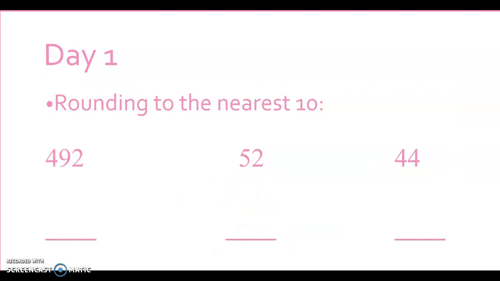Going on for day 1, we're going to round to the nearest 10. I'm going to circle my 10 and underline next door. And this number is 4 or less, so we're going to round down. So this is 490 after we round to the nearest 10. Okay, next one, 5 is in my tens place, 2 is in my ones. 2 is smaller than 4, so we're going to round down again to 50.